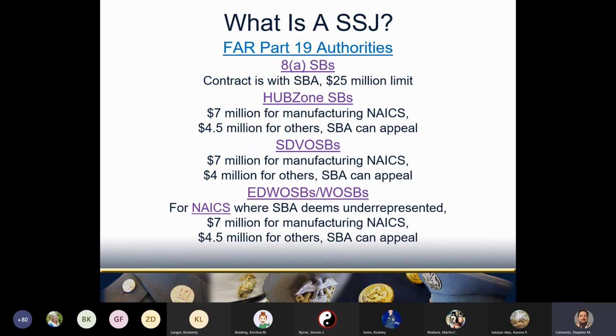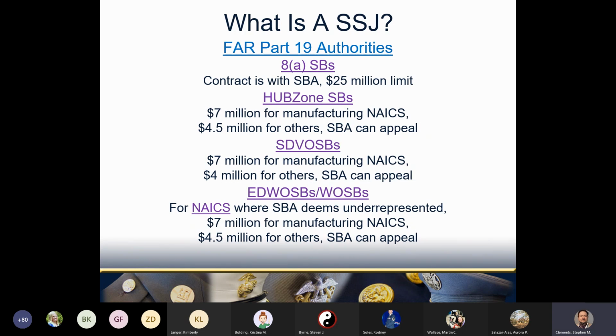The authority for EDWSB and WSB sole sourcing has a restriction the others do not, and that is this can only be used for contracts with NAICS codes where the SBA has determined that woman-owned small businesses are underrepresented. The other three SB types do not have that caveat. So as long as the person you're buying from is an 8A, a HUBZone, or an SDVSB, you can use the authority. I've included a link in the slide where you can find the list of NAICS WSBs can use. And I'd encourage you to go check that out.